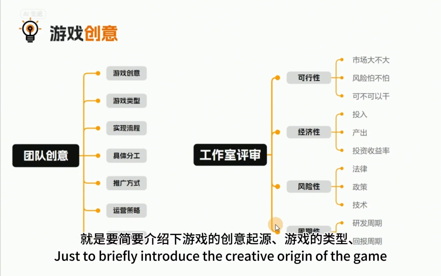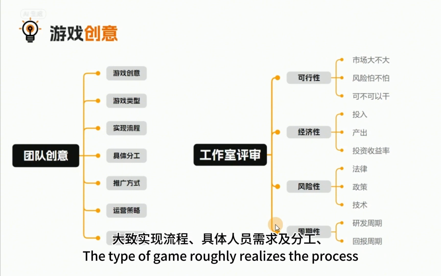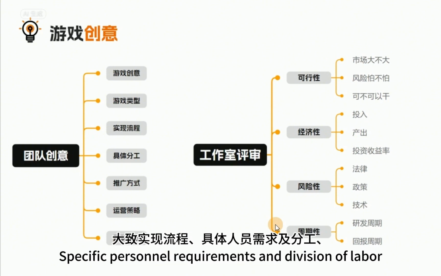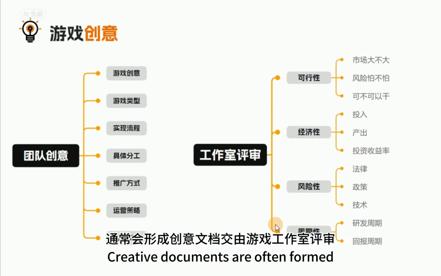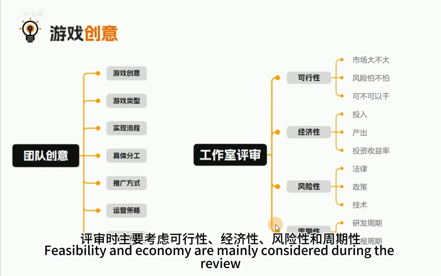Just briefly introduce the creative origin of the game, the type of game, the rough implementation process, specific personnel requirements and division of labor, game promotion method, operation strategy and profit model. Creative documents are often formed and submitted to the game studio for review. Feasibility and economy are mainly considered during the review.